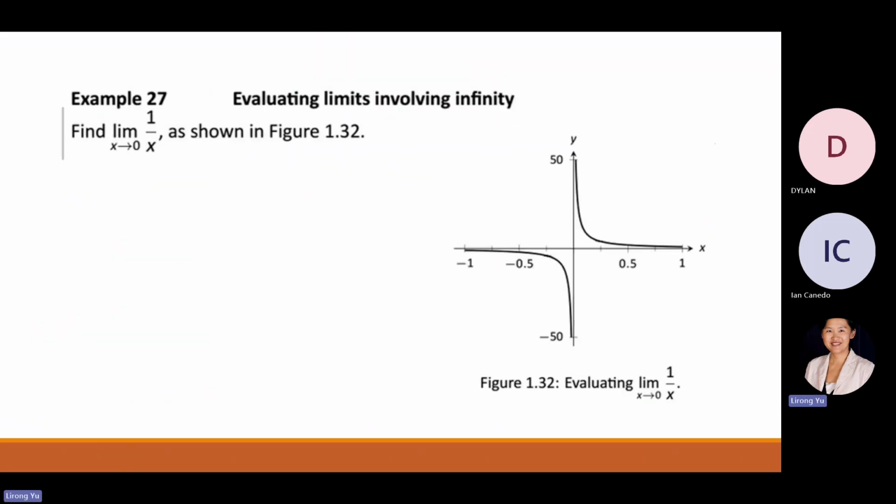This is another question. All right, the question says, let's find the limit of 1 over x when x is approaching 0. Okay, so what we see over here is this.